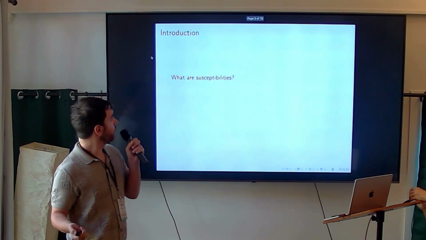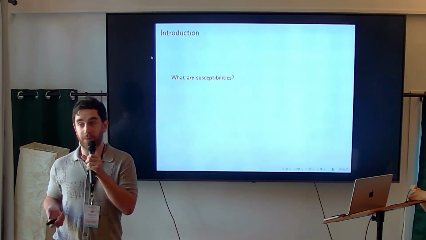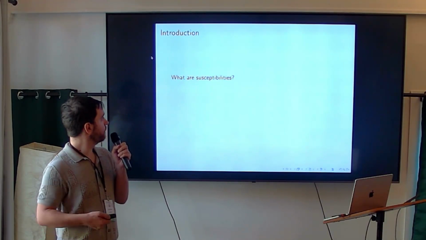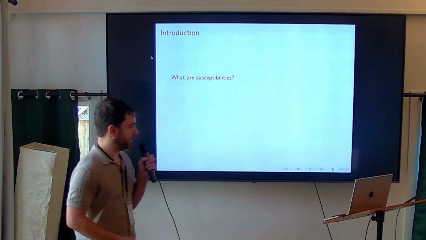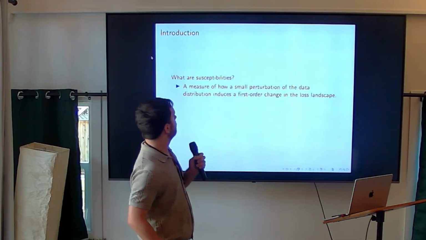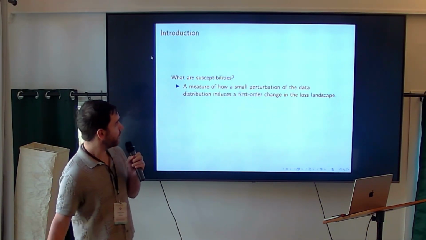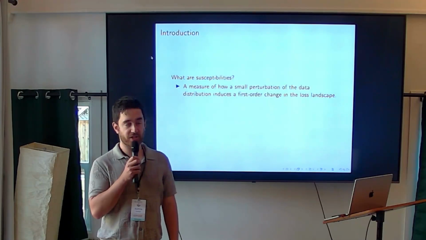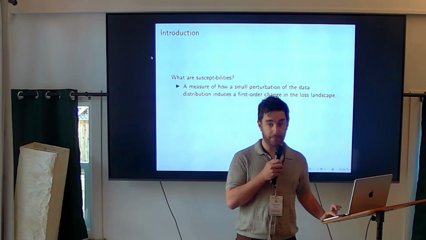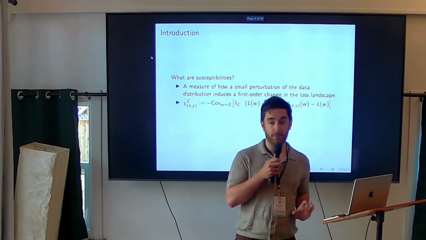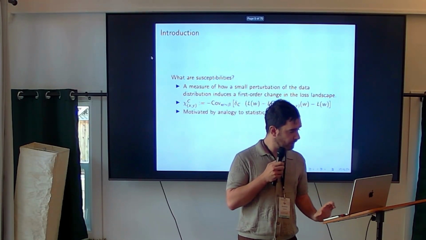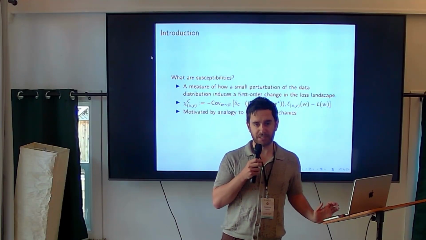Okay. What are susceptibilities? So here's the story that you would have heard this morning. Susceptibilities are a measure of how a small perturbation in data induces a first-order change in the loss landscape. They're given by this formula, which we will return to and try and explain some parts of. And the motivation comes from statistical mechanics.